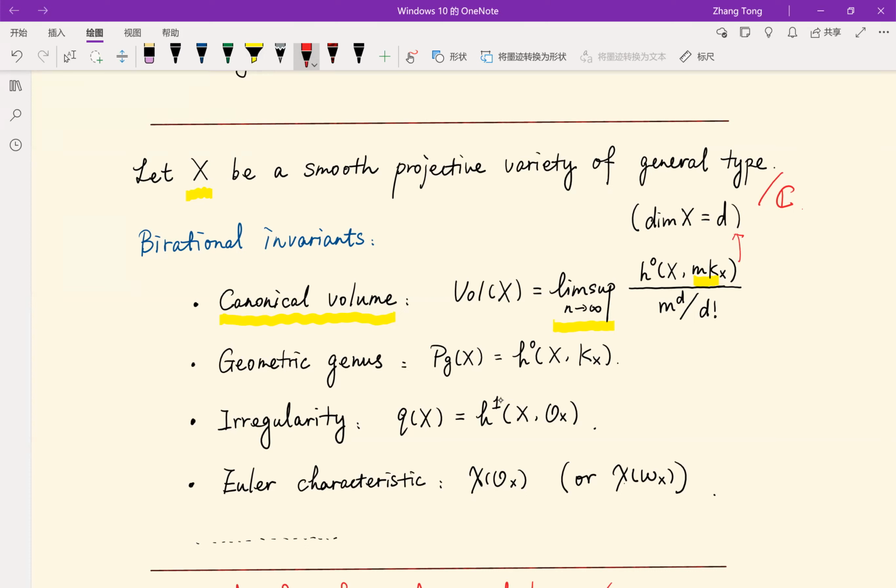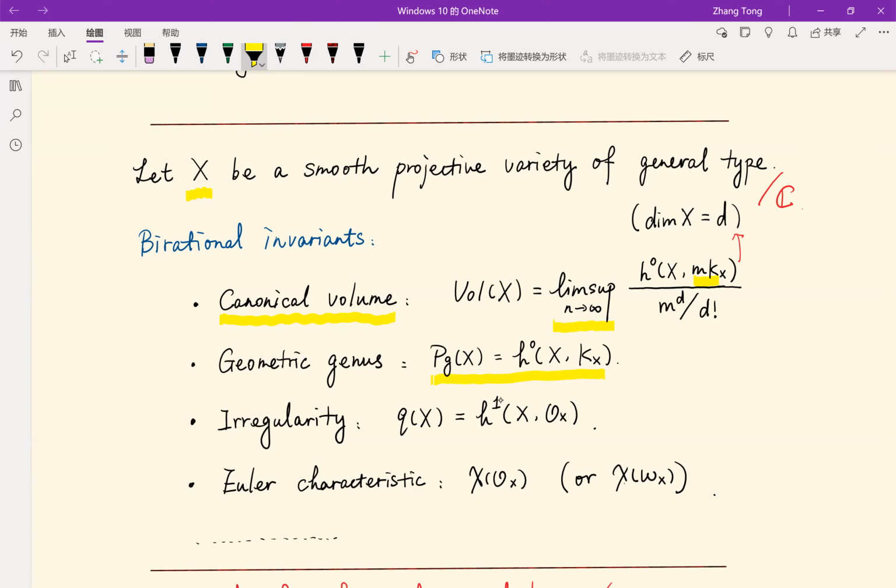Moreover, if you assume that this variety is of general type, then automatically this volume is positive, so it's bigger than 0. It's a meaningful quantity. And the second one is the geometric genus. This is defined as usual: it's just the global sections of the canonical divisor, or the dimension of the canonical linear system.